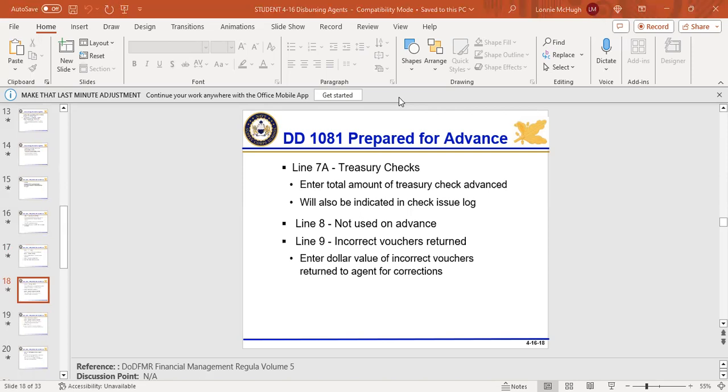It can also be put on line 10 or 11, as long as you annotate that appropriately. So say somebody brought a personal check to that agent and they cashed it, then it would either go on 7 Charlie or line 10 or 11. Again, you just need to annotate that. All of those are acceptable.